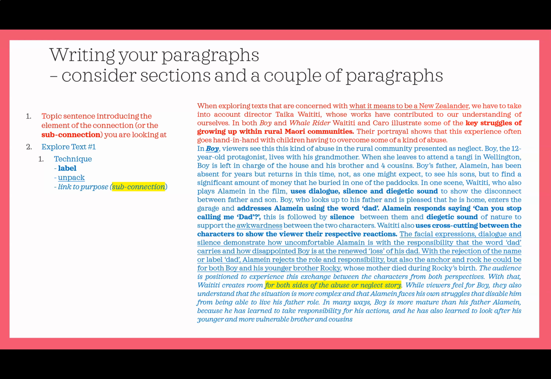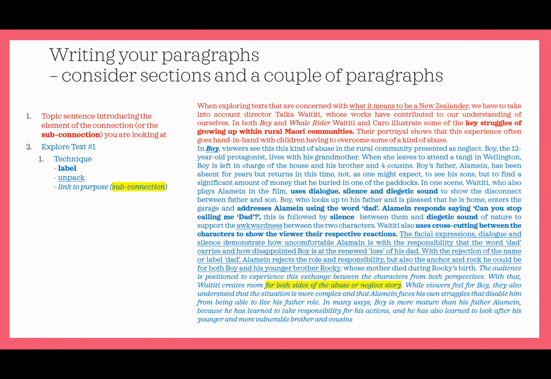This is followed by silence between them and diegetic sound of nature to support the awkwardness between the two characters. Waititi also uses cross-cutting between the characters to show the viewer their respective reactions. The facial expressions, dialogue, and silence demonstrate how uncomfortable Elamein is with the responsibility that the word dad carries, and how disappointed Boy is at the renewed loss of his dad. With the rejection of the name or label dad, Elamein rejects the role and responsibility, but also the anchor and rock that he could be for both Boy and his younger brother Rocky, whose mother died during Rocky's birth.